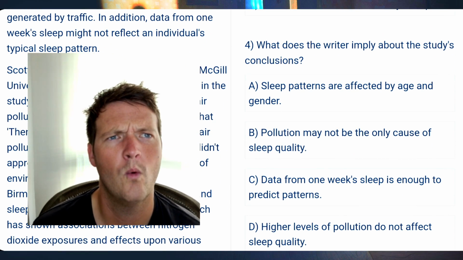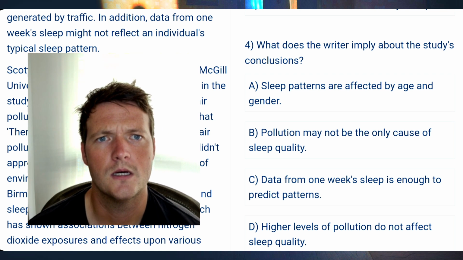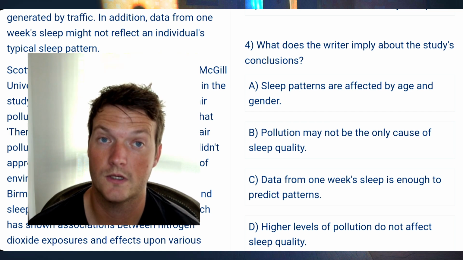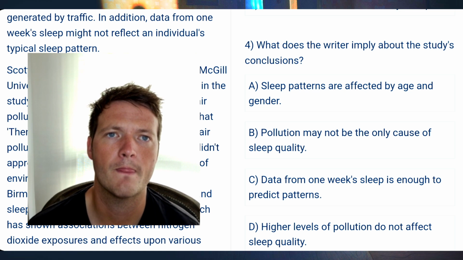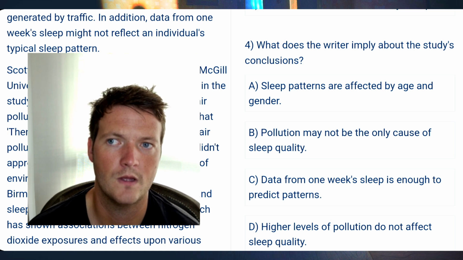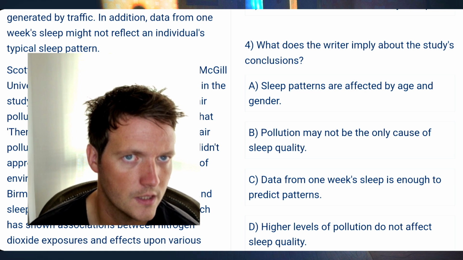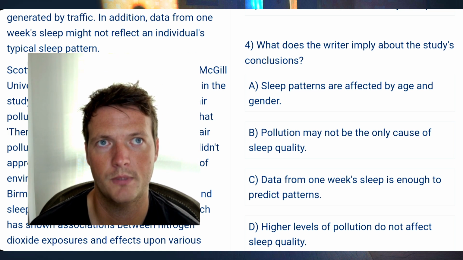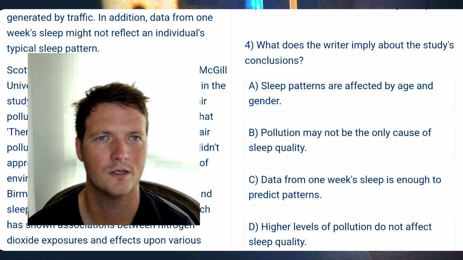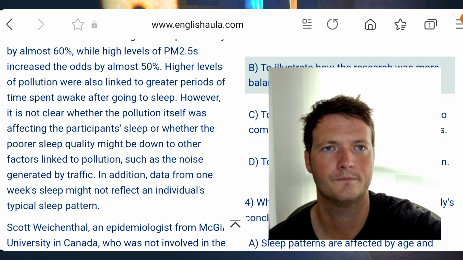But anyway, what does the writer imply about the study's conclusions? So, what does the writer imply about the study's conclusions? So the study has some conclusions, right? That they seem to be concluding that exposure to pollution is why people don't sleep as well. Greater exposure to pollution means lower sleep efficiency. What does the writer imply about the conclusion? So let's read a little bit more about the conclusions that we have.